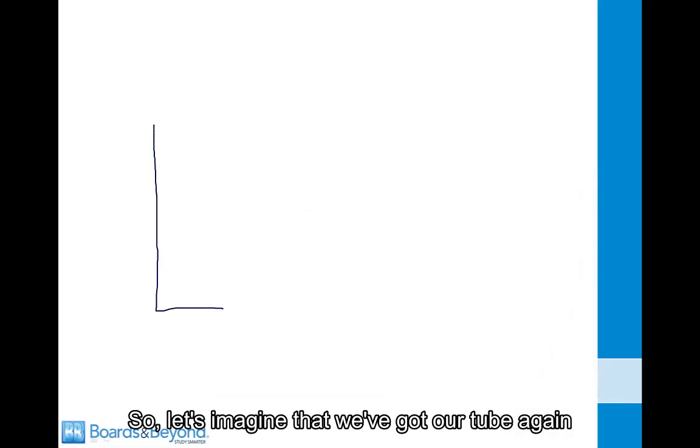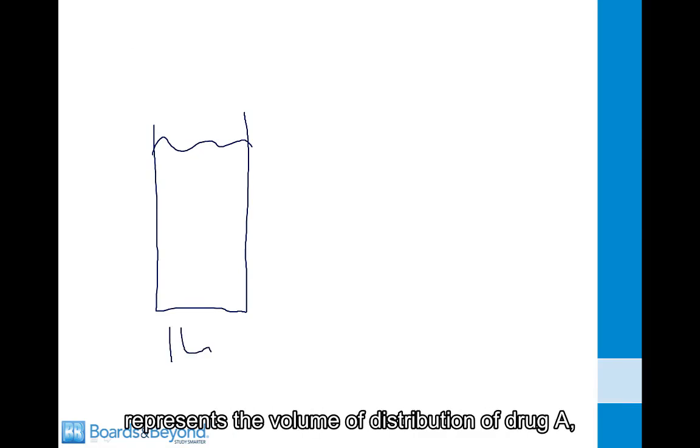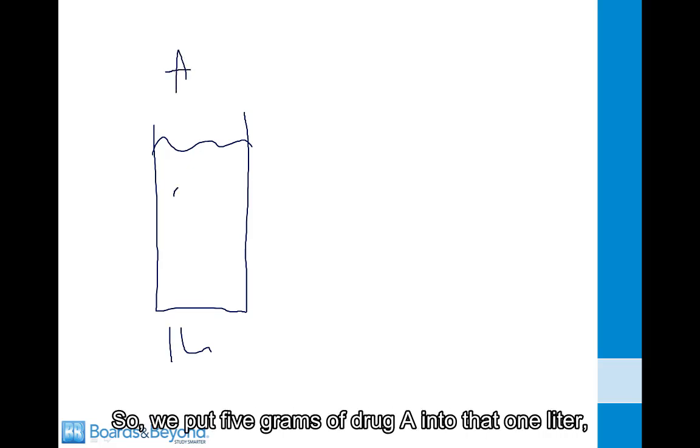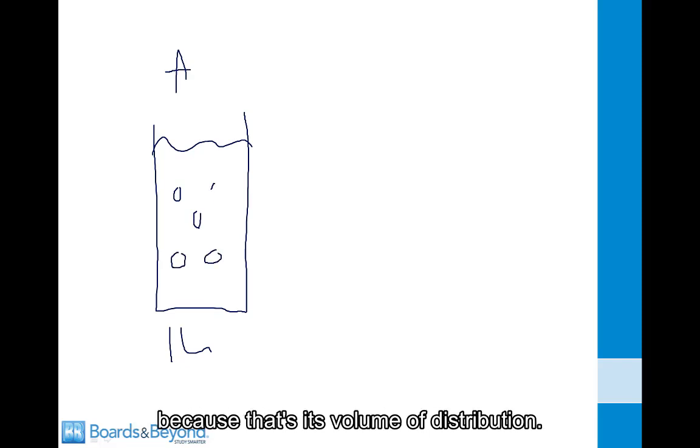So let's imagine that we've got our tube again with 1 liter of plasma inside it. And let's imagine that that 1 liter represents the volume of distribution of drug A. So I'm going to label this drug A. So we put 5 grams of drug A into that 1 liter, and it distributes throughout the 1 liter because that's its volume of distribution.